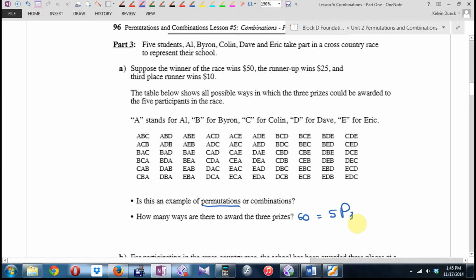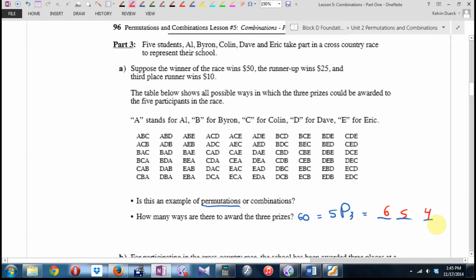Or we could have drawn a blank. Or we could have said, hey, you're picking 3 people. You've got 6 different ways to pick the first winner. That leaves 5 different ways to pick the second winner, and 4 different ways to pick the third winner. All of those are acceptable. You should be comfortable with all of those approaches.